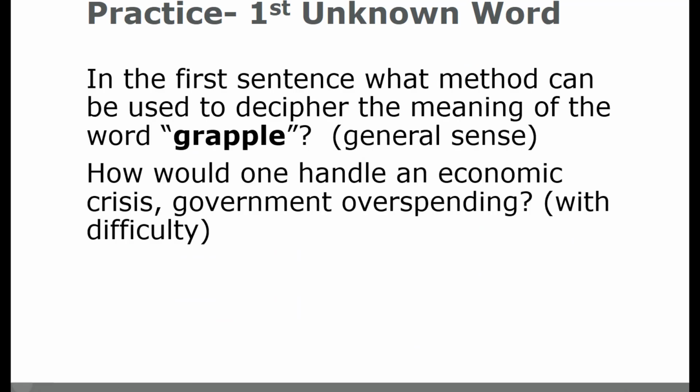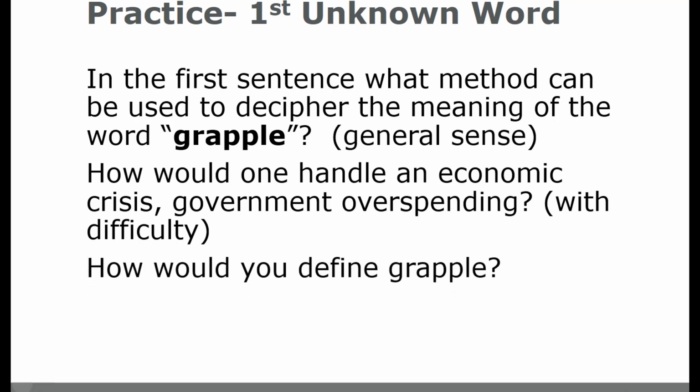Let's take a look at the first unknown word. In the first sentence, what method can be used to decipher the meaning of the word grapple? If it's just the general sense, how can we come to an understanding of it? How would one handle an economic crisis, government overspending, we might ask ourselves. And that's with great difficulty. When we ask, well, how do I define grapple then? Thinking of the word difficulty, we come up with the word struggle.